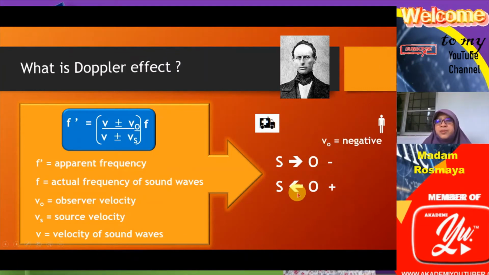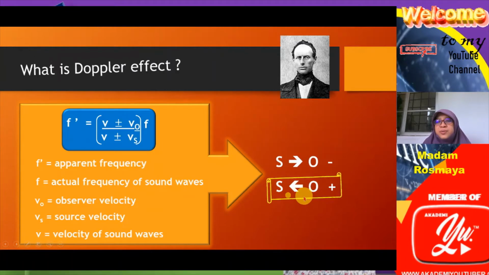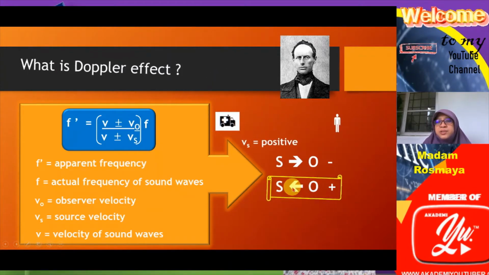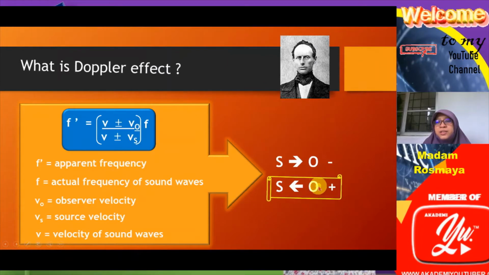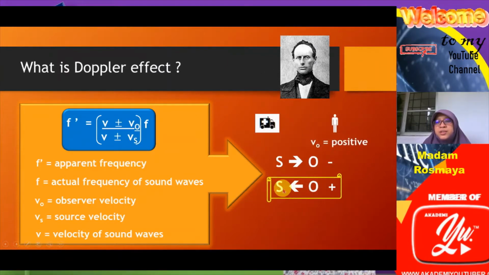For the relationship below between S and O, S is the source. If the source moves in this direction, away from O, the observer, then the source moves away from the observer, so vs is positive. Looking at the observer here, the observer moves towards the source, so the sign for observer velocity is also positive, that is plus vo.